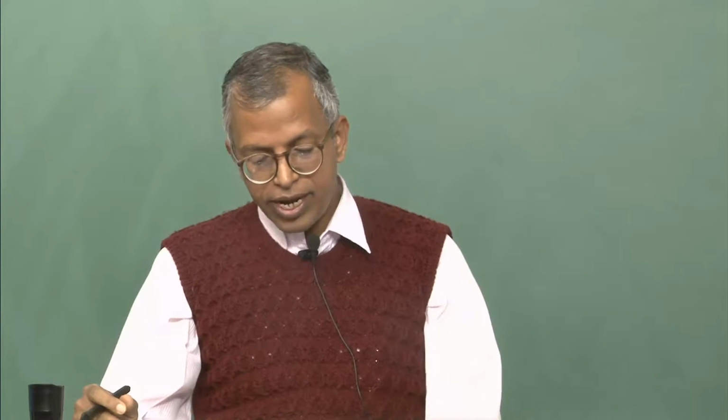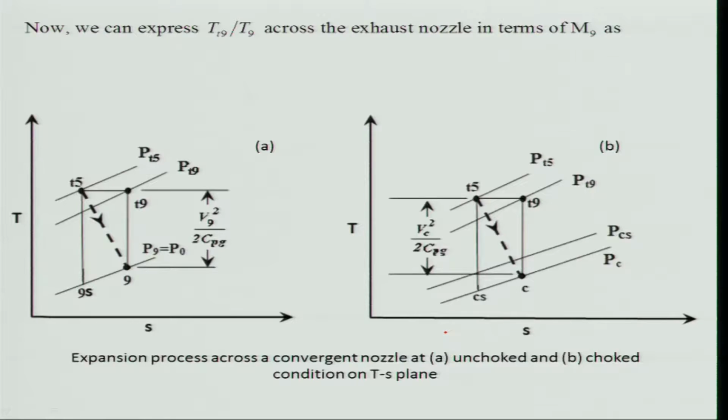So, now we have come to the turbine, and we need to look at the nozzle part. For the nozzle, we can express T T 9 by T 9 across the nozzle in terms of Mach number. We need to know that. And how will we do that? That is the question, when the losses are there. For that, we can look at whether it is a convergent nozzle, and whether it is choked or unchoked.